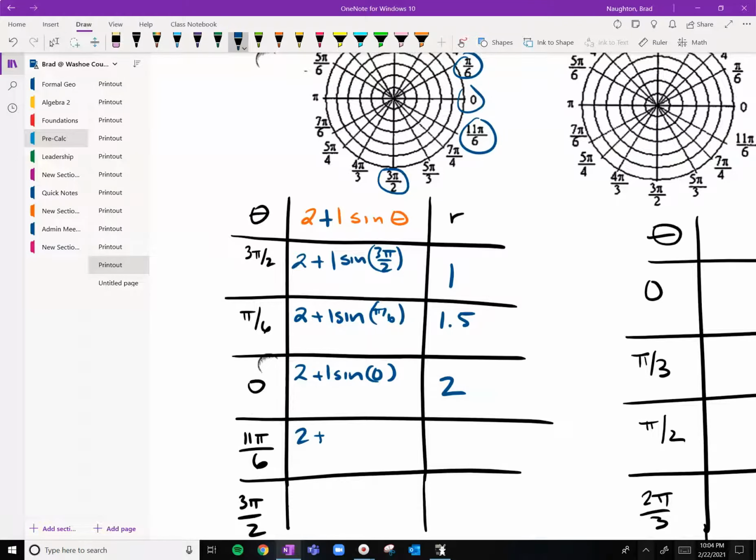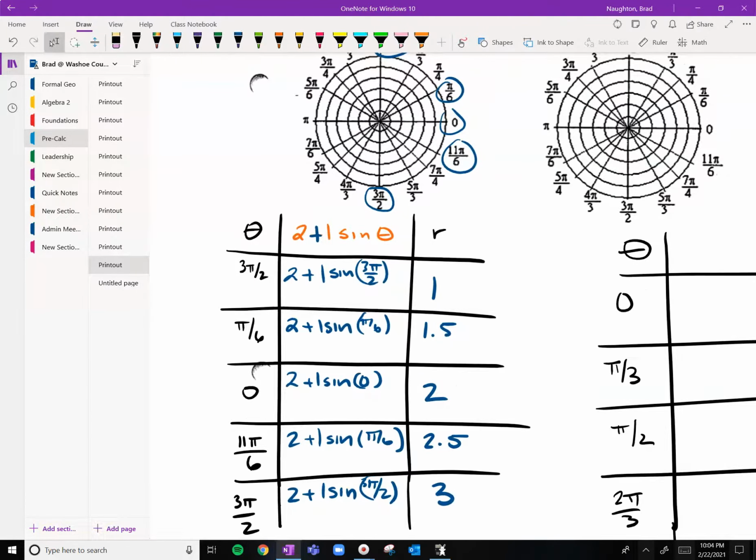And then 2 plus 1 sine of pi over 6 is going to give me 2.5. And then this is going to give me 2 plus 1 sine of 3 pi over 2, and that's going to give me 3. All right, so let's go ahead and plot these.